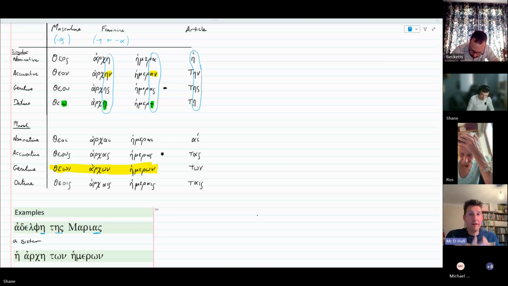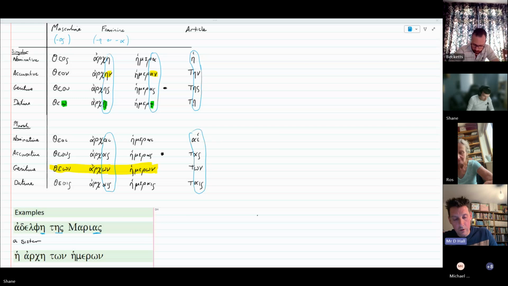So again, the endings are similar. It might seem like there's a lot to learn, but actually the endings are going to be a bit of a giveaway here. You can see the endings here are in fact the endings that we have going on for our article.